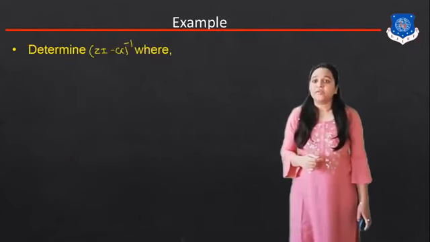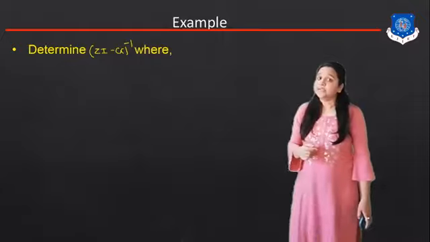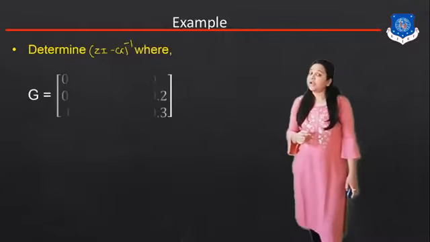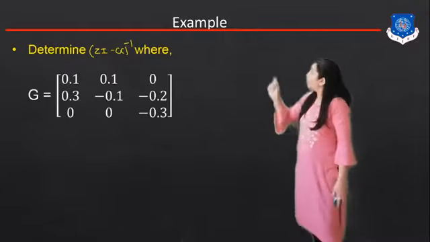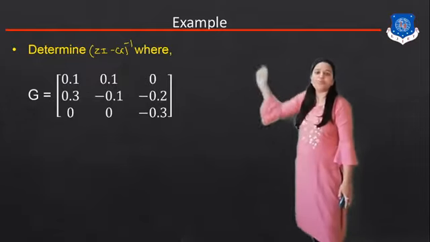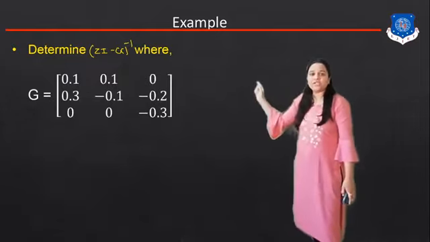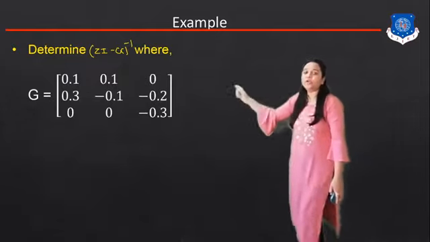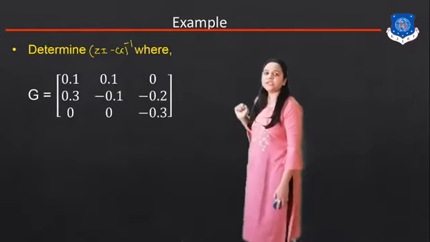Now the next one is to determine (zI minus G) inverse, where the G matrix is given as 0, 1, 0; 0, 0, 1; minus 0.1, minus 0.2, minus 0.3.